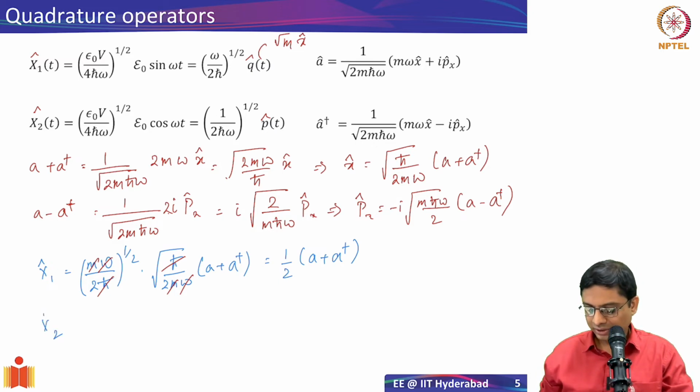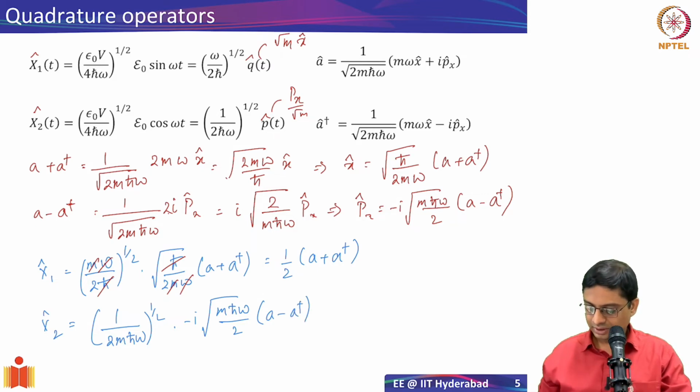Similarly, the x2 quadrature is going to be equal to, now there will be an additional factor. In terms of the generalized coordinate representation, my p is going to be px by root m, so we'll bring that in. So this will be 1 by the square root of 2m h cross omega, the whole thing under root, into minus i times the square root of 2 by m h cross omega by 2, into a minus a dagger.